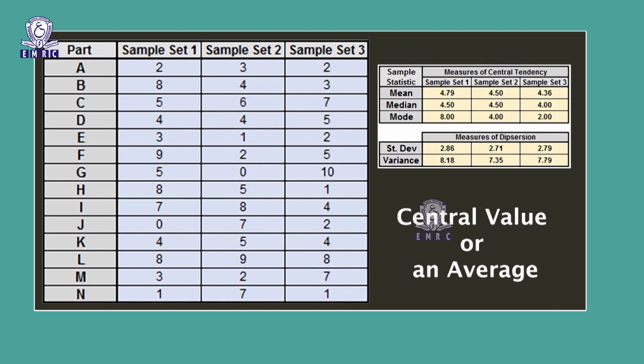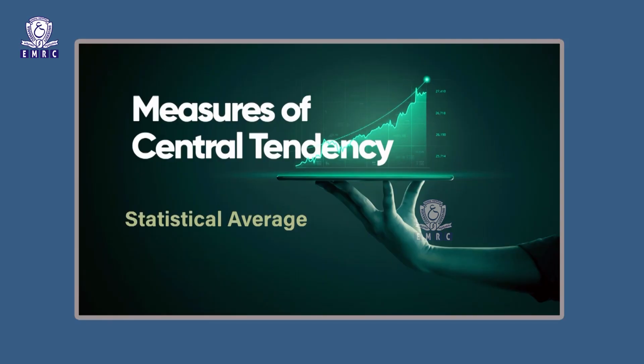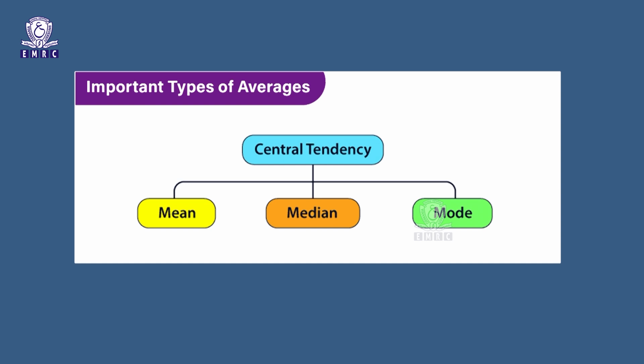The single value is called the central value or an average. It may be defined as that value of a distribution which is considered as the most representative or typical value for a group. This value is very important as it describes the characteristics of the total population. Measure of central tendency is also known as statistical average. Important types of averages are mean, median and mode. Mean, median and mode are the three most commonly used averages.